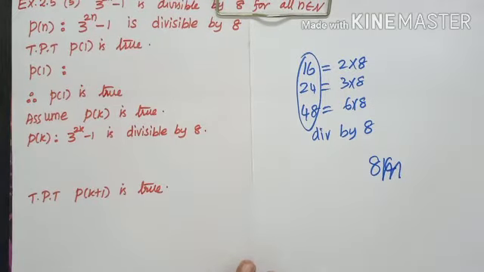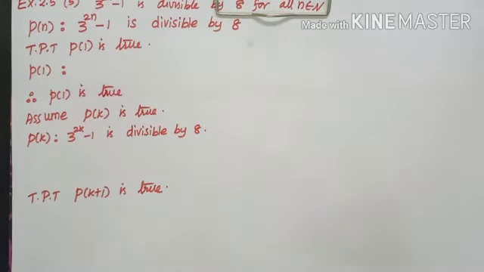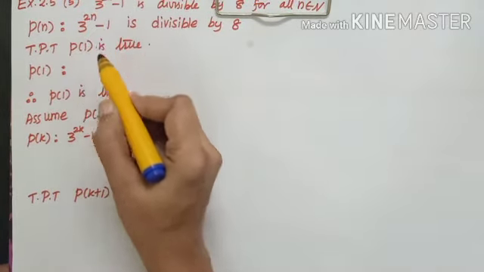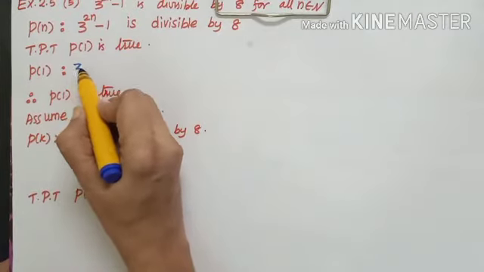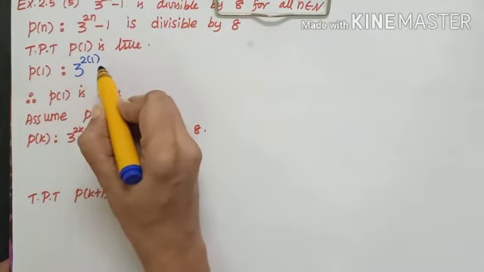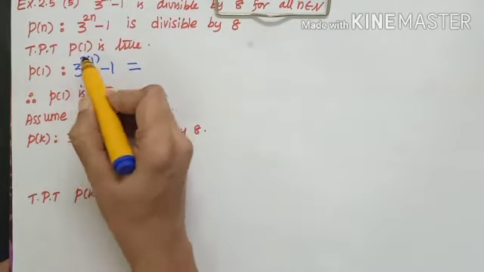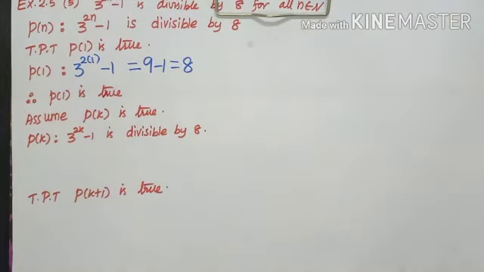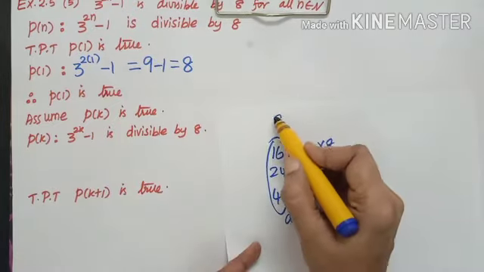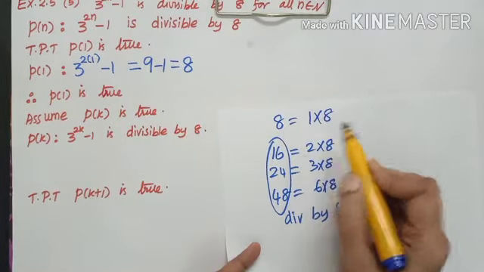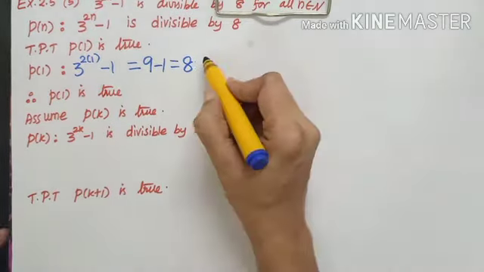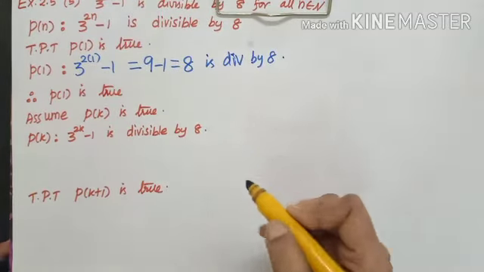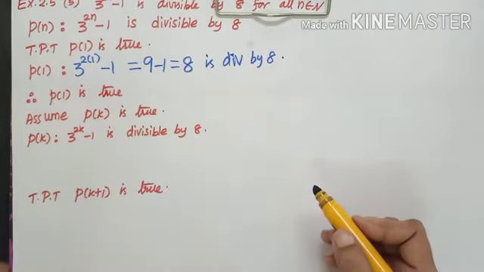Now, coming back to the question, P of 1 is true. I want to show it. Wherever n is coming, put 1. 3 power 2 into 1 minus 1. 3 square is 9, minus 1, I get 8. Is 8 divisible by 8? 8 can be written as 1 times 8. So naturally, it is divisible by 8. Therefore, P of 1 is true.